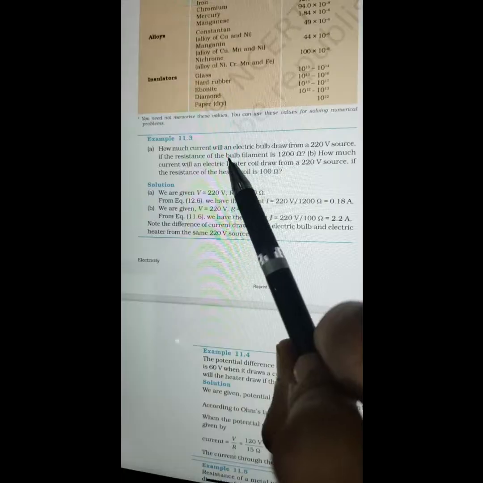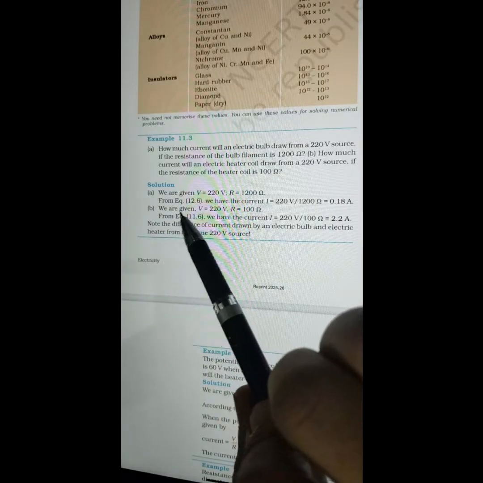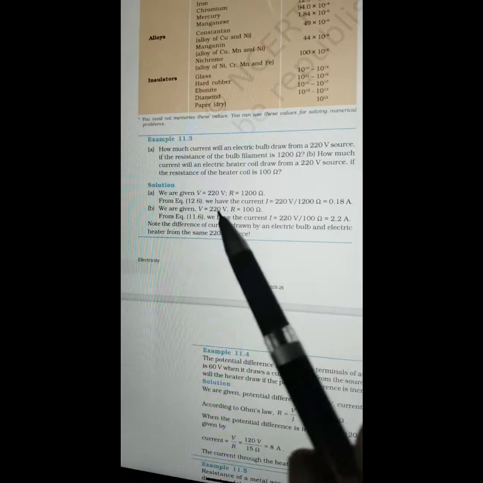Example 11.3. How much current will an electric bulb draw from a 220-volt source if the resistance of the bulb filament is 1200 ohm? How much current will an electric heater coil draw from a 220-volt source if the resistance of the heater coil is 100 ohm? To calculate part A, we are given V equal to 220 volts and resistance 1200 ohm. So we can use equation 11.6 and calculate I by placing the values as 0.18 ampere.